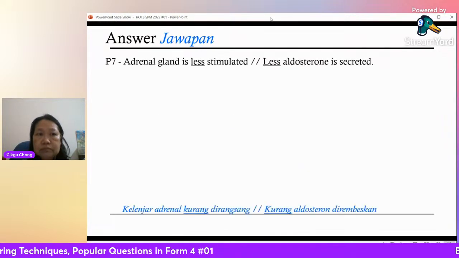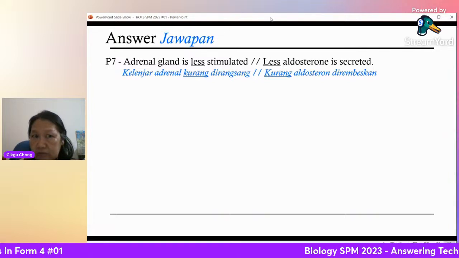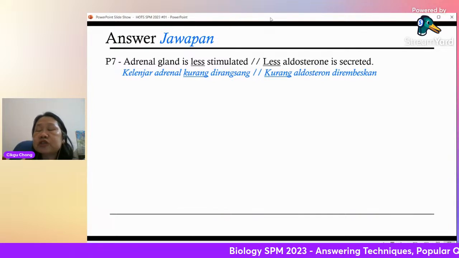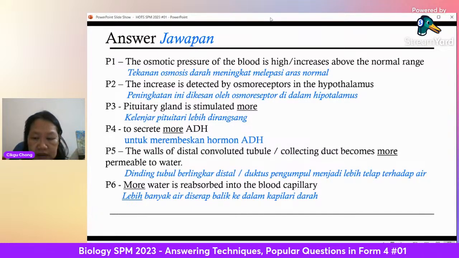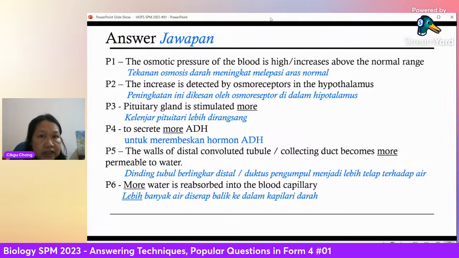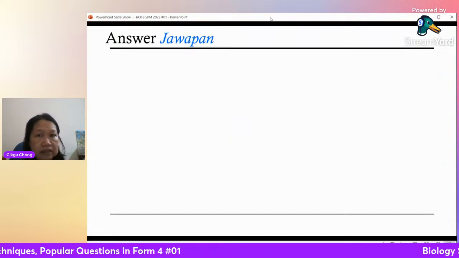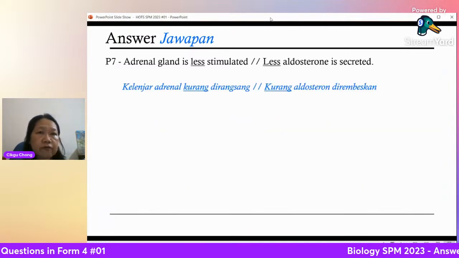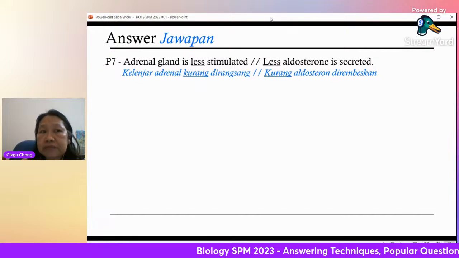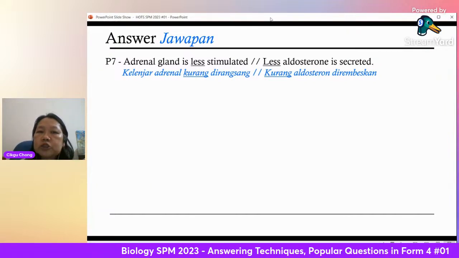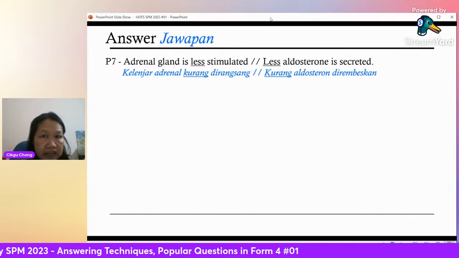Okay, next. Another thing you can talk about is your aldosterone. This is the reabsorption for salt. Just now ADH is about reabsorption of water. You can also further, if your question is more than 6 marks or maybe 8 marks, talk about reabsorption of salt. So your adrenal gland will be less stimulated, because you do not want to release so much aldosterone. This is another hormone, not ADH.